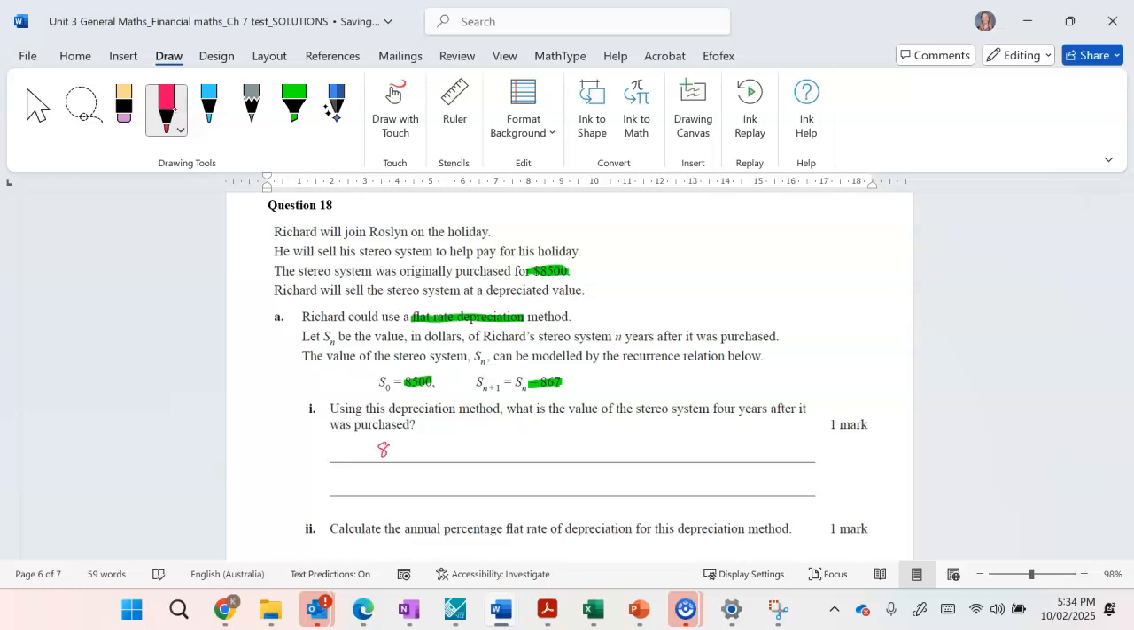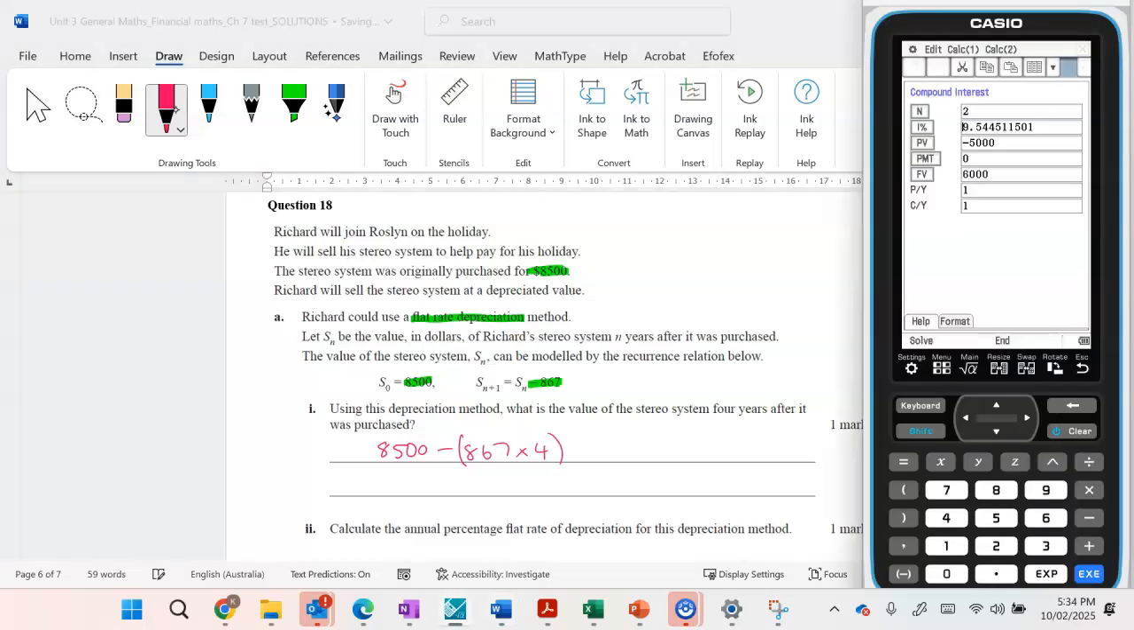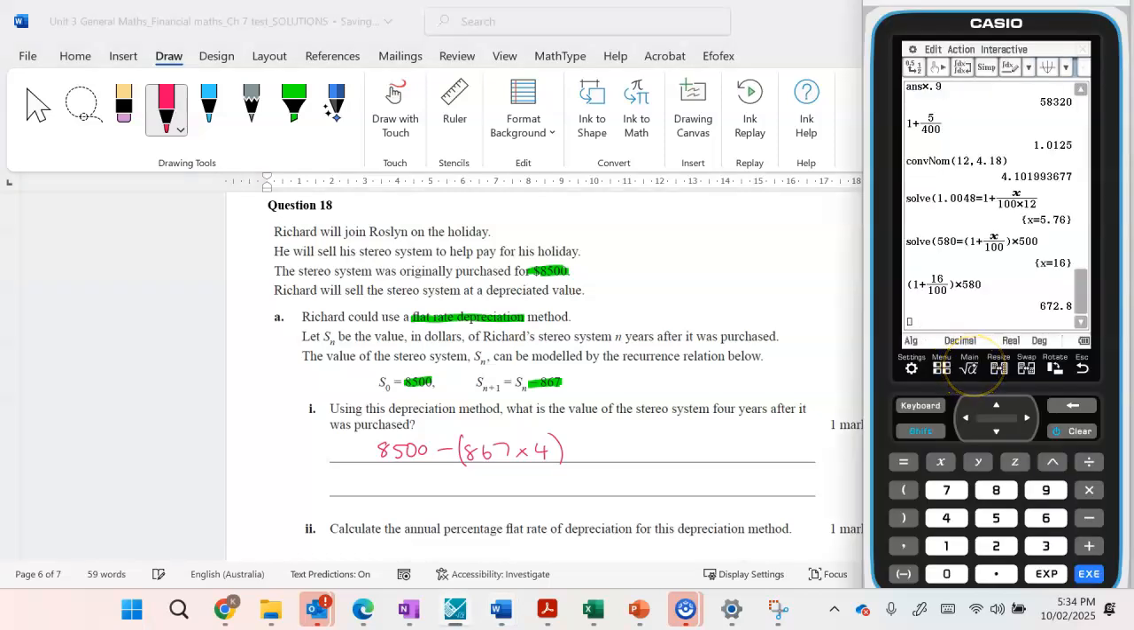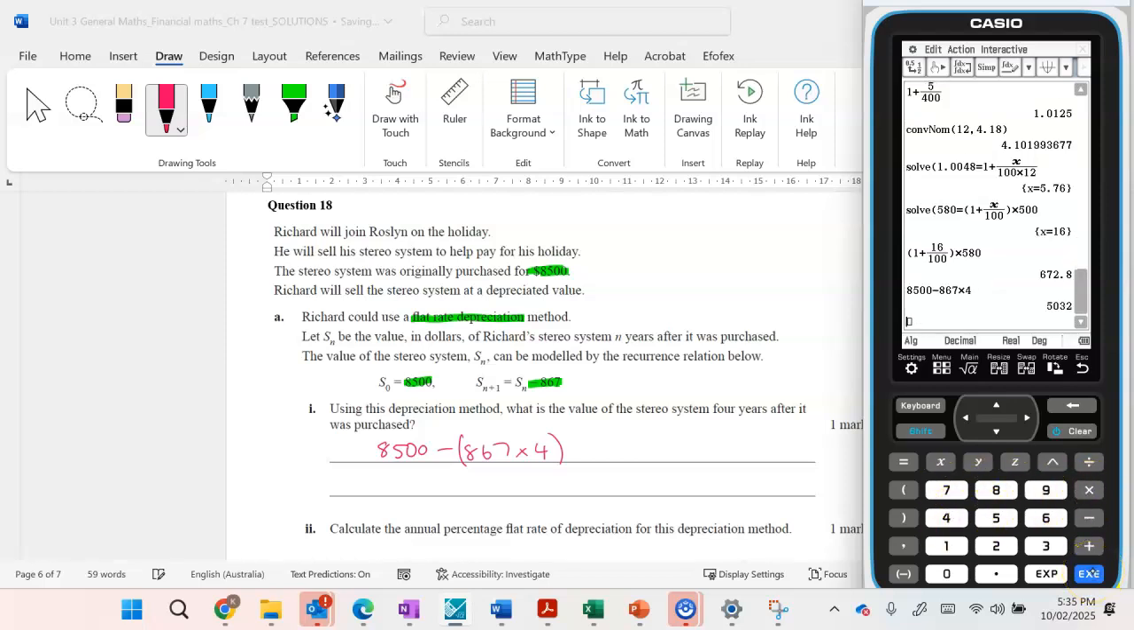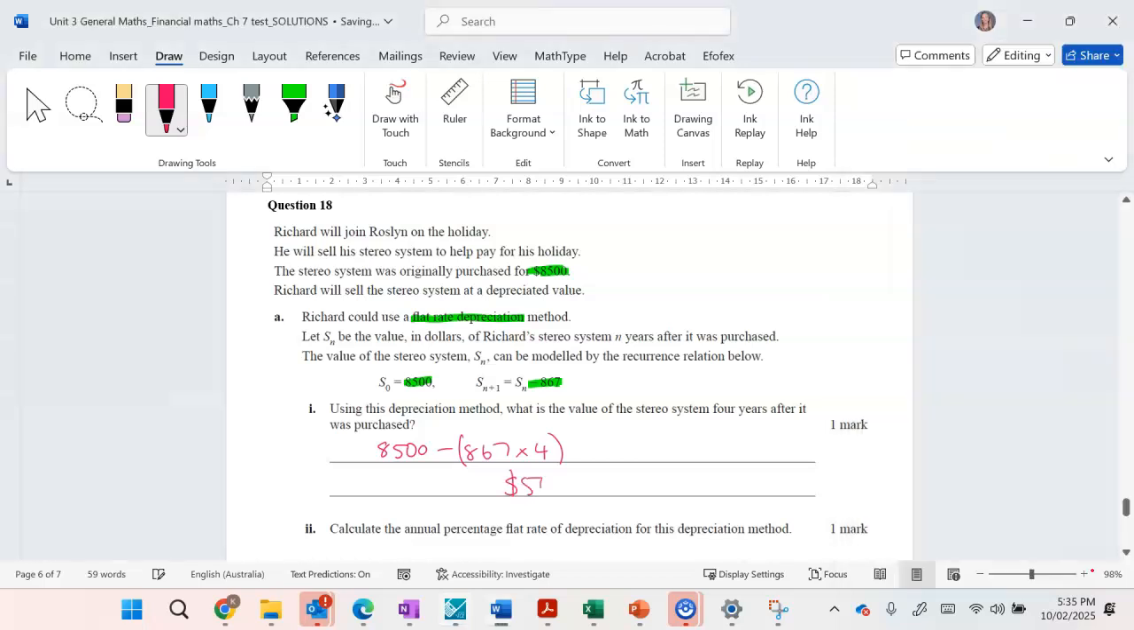So it starts off with the $8,500 and it's going down by $867 per year. So if it's 4 years, we multiply that by 4. Don't need to put it in brackets. Your calculator can handle it, but I just like it like that. All right, so we go 8,500 minus 867 times 4. $5,032.